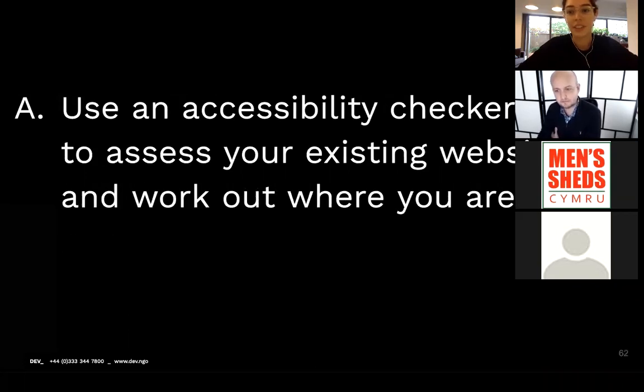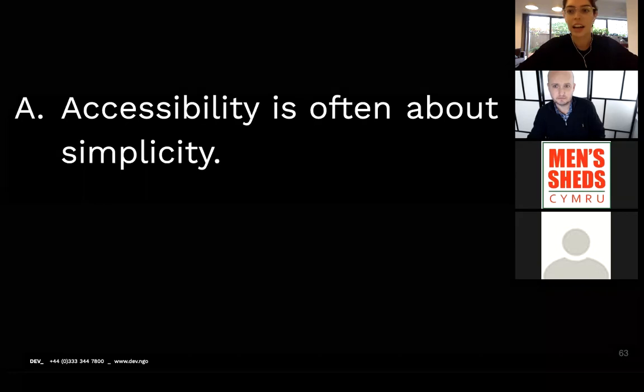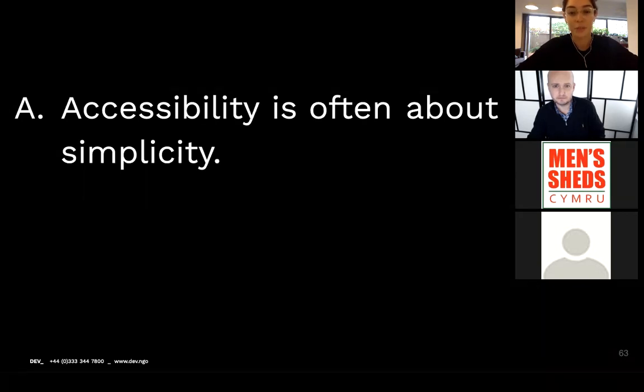And there's another quick answer here, which is that you can use an accessibility checker tool to assess your existing website and work out where you are. In the resources that I've got at the end of this presentation, which I'll share with everyone afterwards, I've listed one or two accessibility checkers that you can use. And my final point on this one is that accessibility is often about simplicity. So it shouldn't be a barrier. It should just be about prioritizing your content and working out what your priorities need to be. Paul, do you want to add to this one?